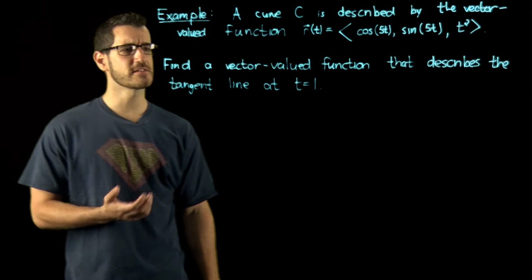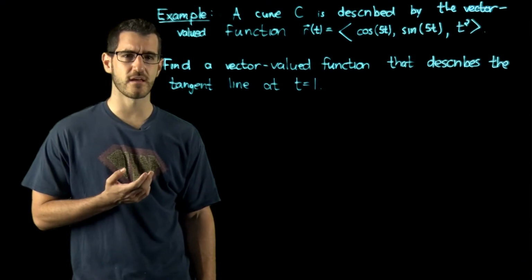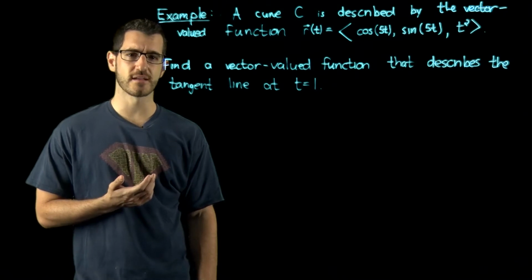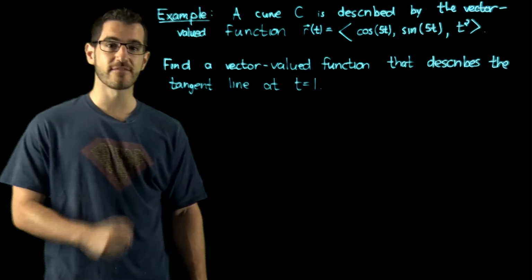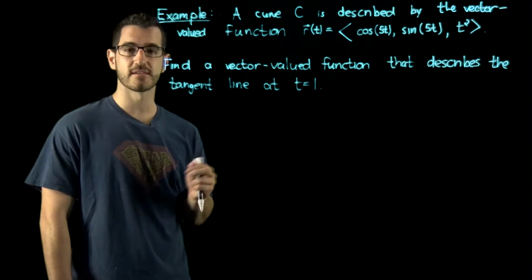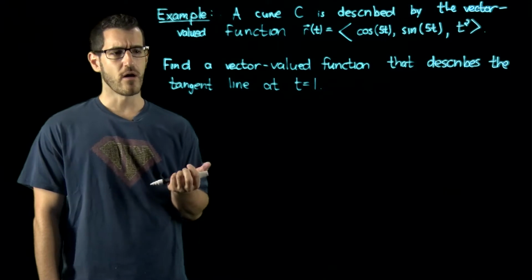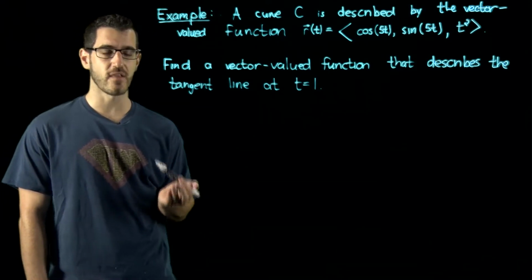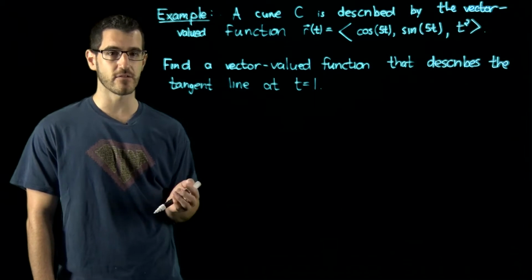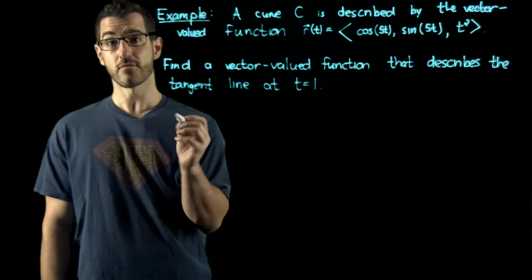All right, so we've seen this curve C, and hopefully I've convinced you that conceptually how we construct the tangent line is the same thing that we've always been doing. Well, now we actually want to find a vector valued function that will describe this tangent line at t equals 1. So how do we do that? Well, all we're really trying to do is find the equation of a line. And to find the equation of a line, we need to find a vector parallel to the line, and we need to find a point on the line. So let's start with the vector first.